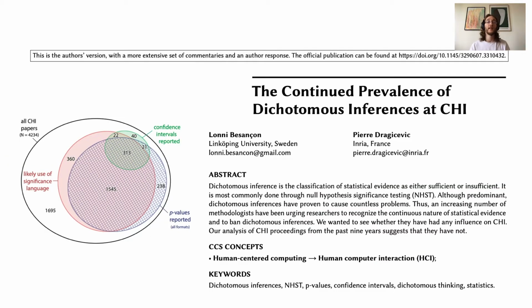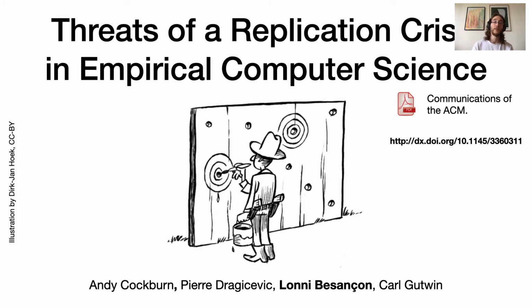Even after I presented that paper at CHI 2019 showing that HCI mostly relies on dichotomous inferences in how we interpret results, people still told me that there was a very, very low risk for HCI to suffer from a replication crisis. So we went beyond this with Andy Cockburn, Pierre Dragicevic, and Chat Goodwin, and actually showed evidence of all the threats of a replication crisis in empirical computer science as a whole.